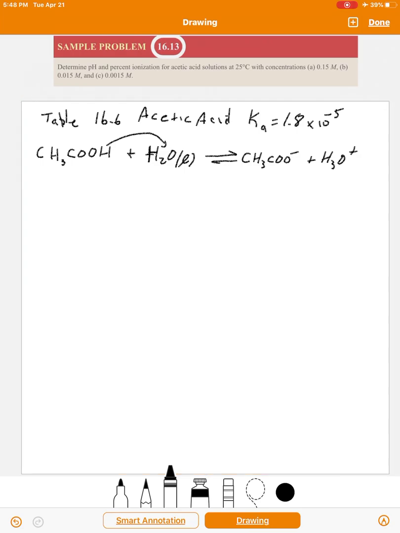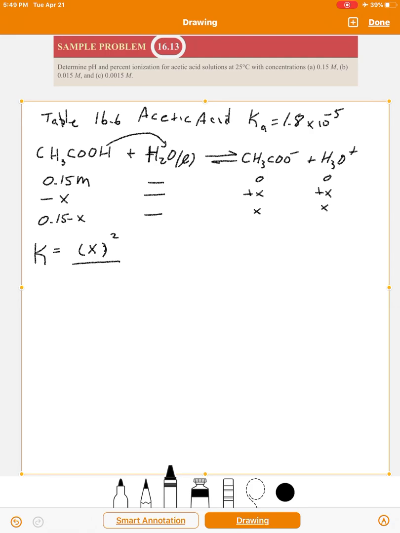Okay. For part A, the concentration is 0.15. The initial concentrations of the acetate and hydronium are 0. Q is 0, so the reaction goes to the right. And so at equilibrium we have 0.15 minus x, x and x. The expression for Ka is the concentration of acetate, which is x, times the concentration of hydronium, which is also x, divided by the concentration of acetic acid. Let's go ahead and use our assumption here that this is x squared over the initial concentration. Okay. Now, we have a value here.